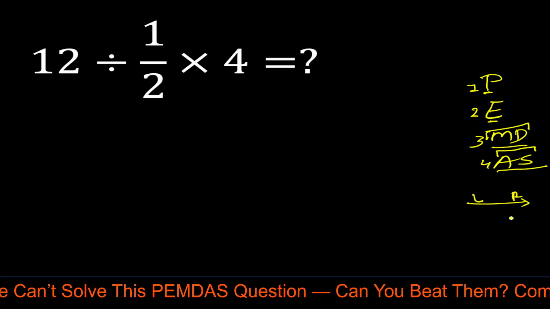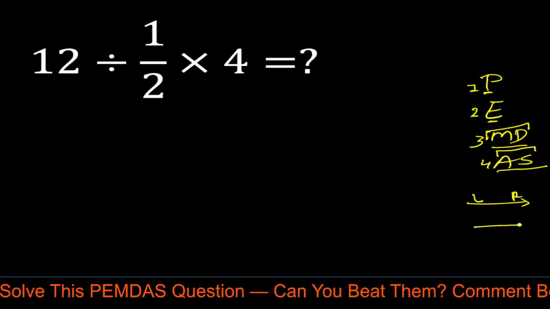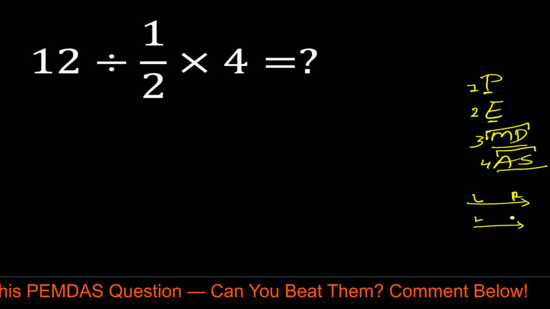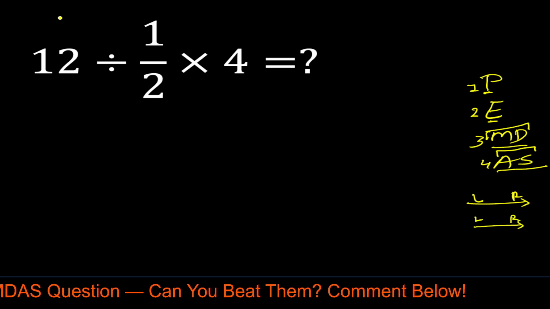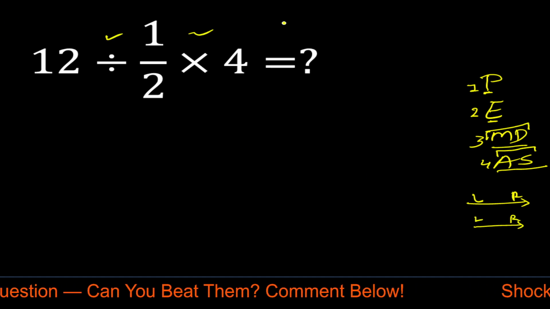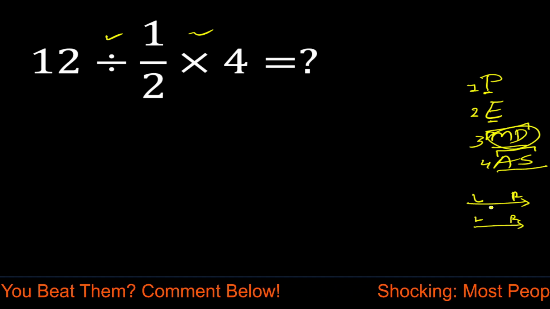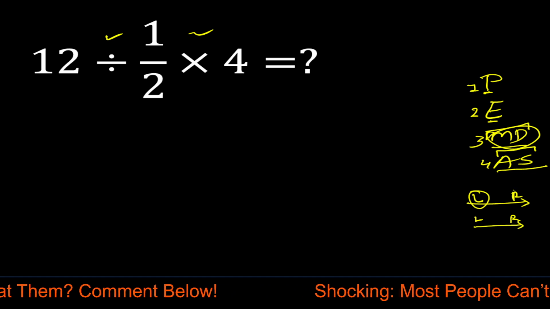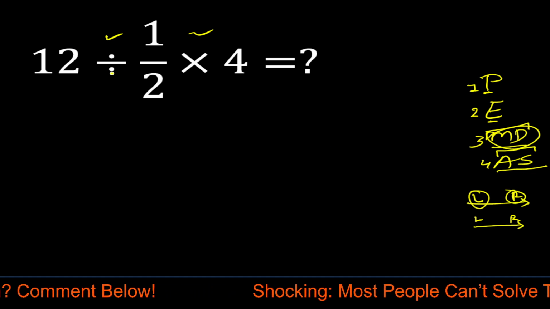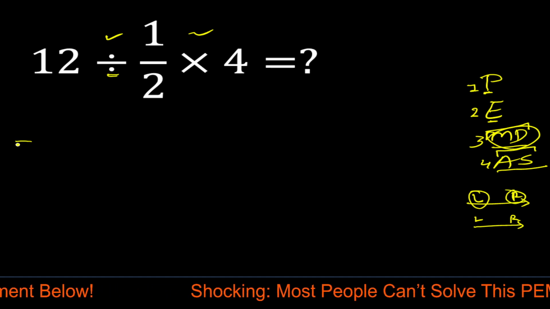Also addition and subtraction both have equal priority, so we have to solve it from left to right. So in this question, here we have one division and here multiplication. So multiplication and division both have equal priority, so we have to solve it from left to right. So first we have to solve this division, right?